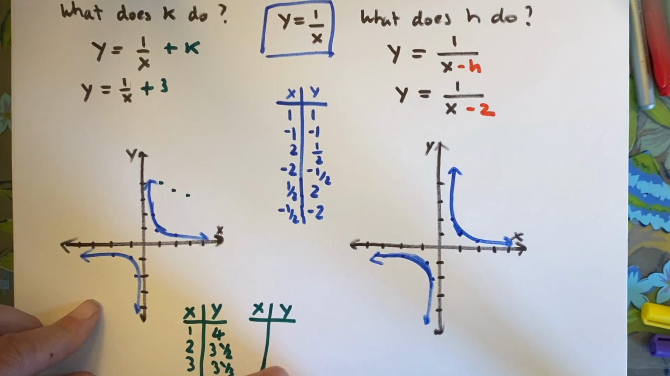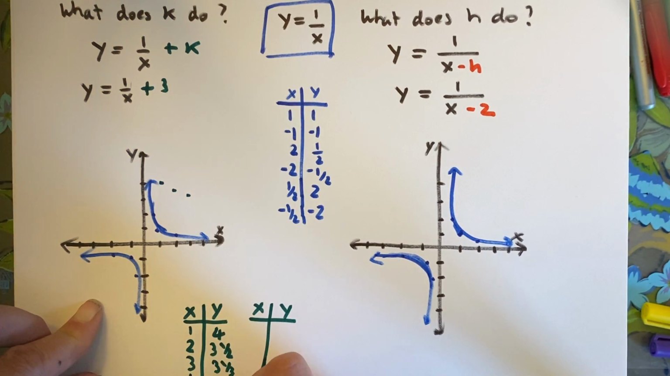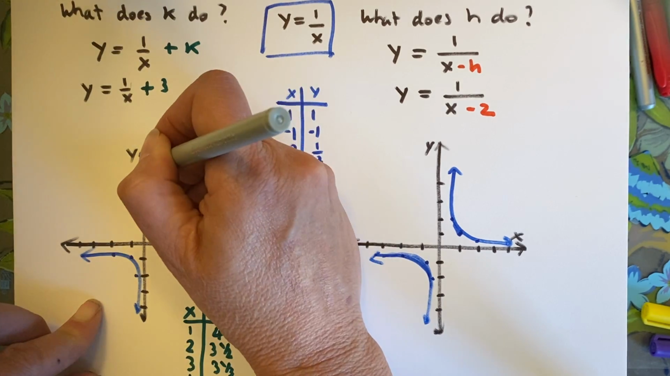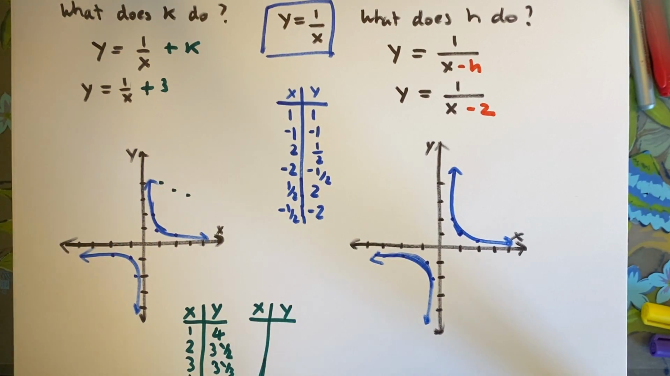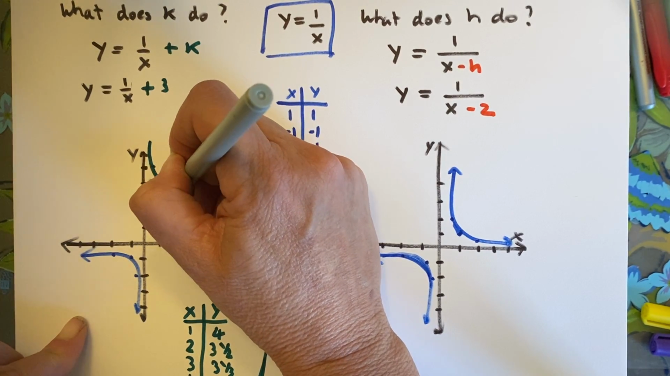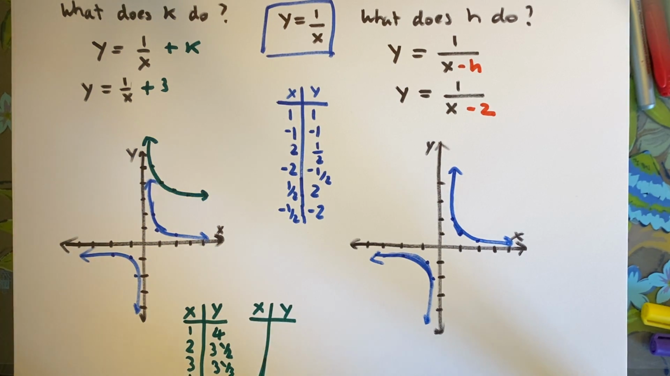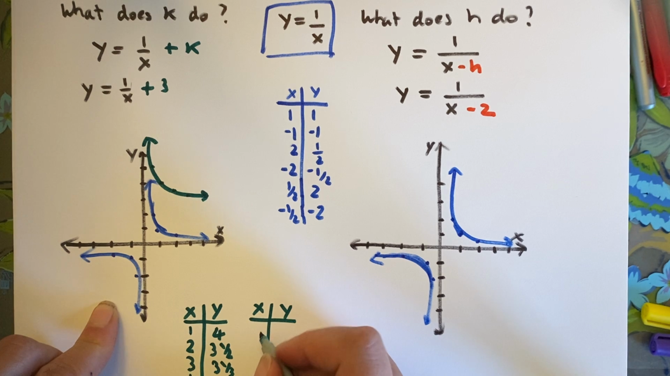And so let me try a smaller number. Let me try 1/2. 1 divided by 1/2 is 2, plus 3 is 5. So here I have to go up 1 more, and I'm going to do 1/2, 5 right here. And here is my first branch. Now let me look at my second branch.